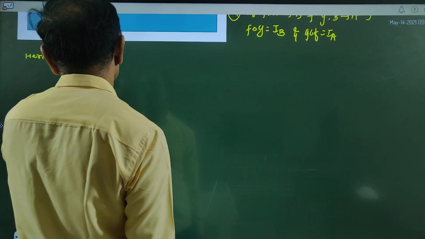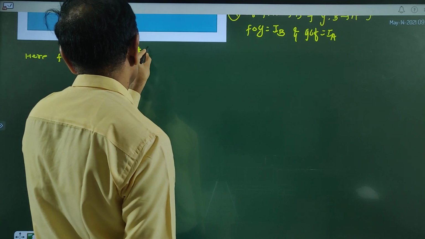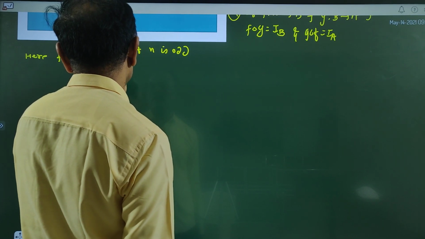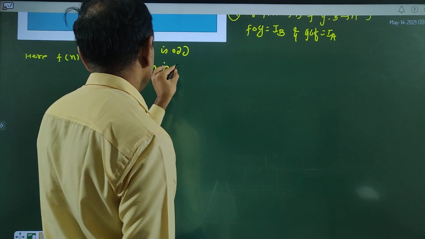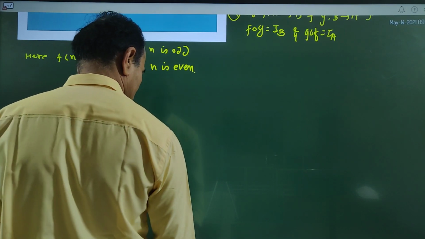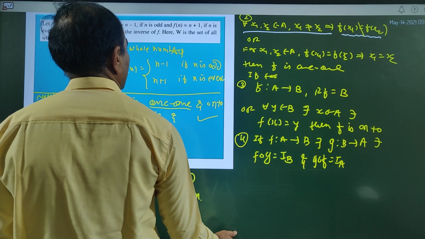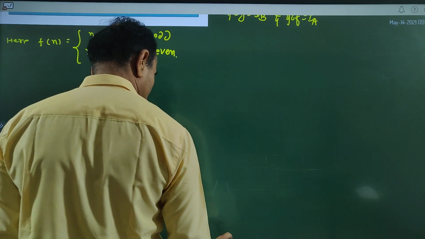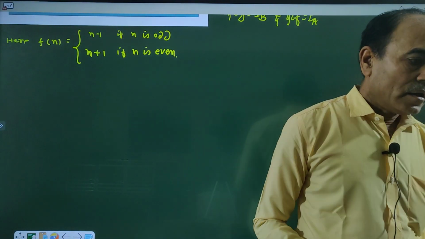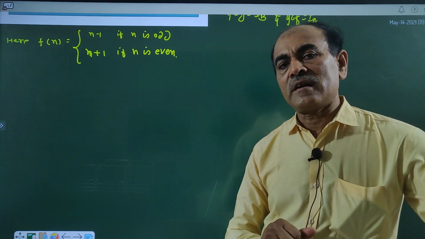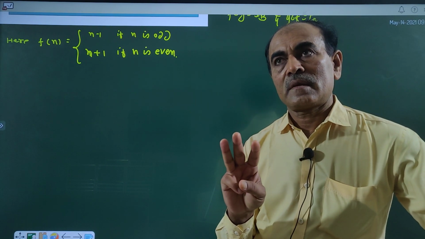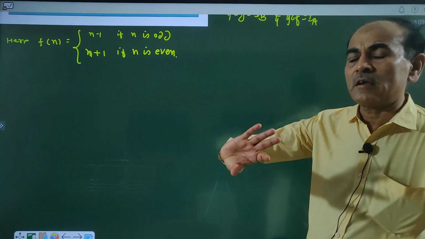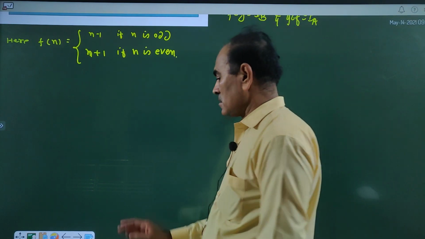Here f of n is equal to n minus 1 if n is odd, n plus 1 if n is even. That is given. Now we are going to check one-oneness and onto-ness. Consider two whole numbers x1 and x2. Then there are three possibilities. Either both are even, or both are odd, or one of them is even and the other one is odd. So let us see all three possibilities.